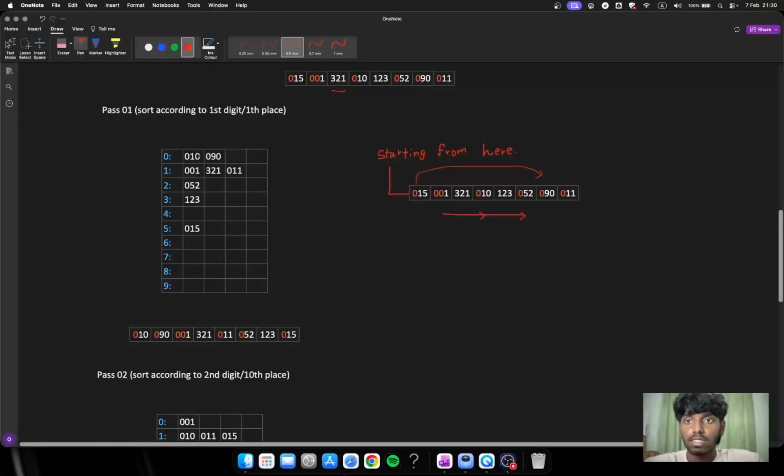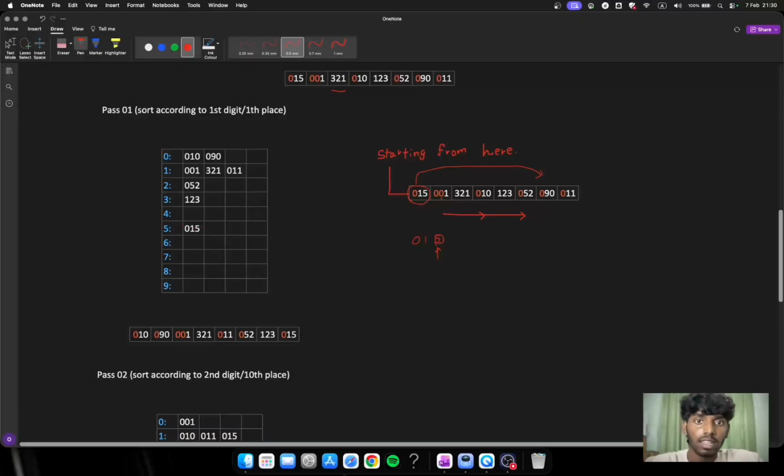So what we're gonna do is look at the first number, starting from right here. We got 15. We're gonna look at the least significant digit, which is the 5, at the ones place. Because the 5 is at the ones place, we're gonna add this value to the 5th bucket. You can see we got this right here.